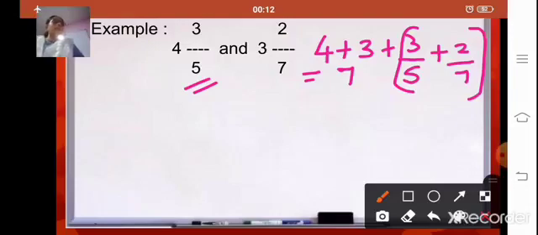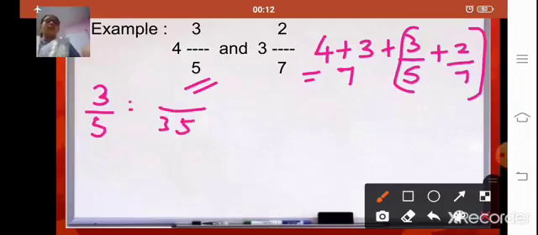So your LCM is 35. So let us now take the first fraction, 3 upon 5 is equal to something upon 35. That means 5 multiplied by 7 is 35. Same way, the numerator also you will multiply by 7. So your first fraction will be 21 upon 35.